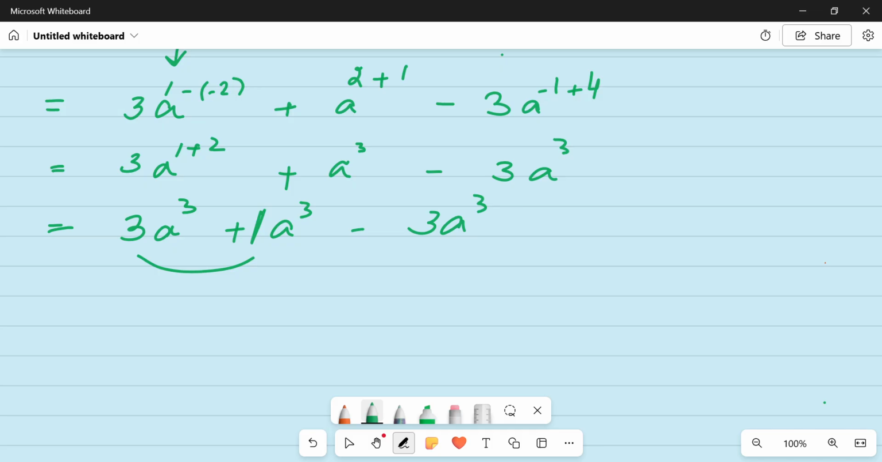Okay, the answer here is a^3 will be common in all three terms. So we will take a^3, right? So 3 plus 1 is 4. 4 minus 3 is 1a^3. Let me write the 1 here, okay? So the answer is a cube only.